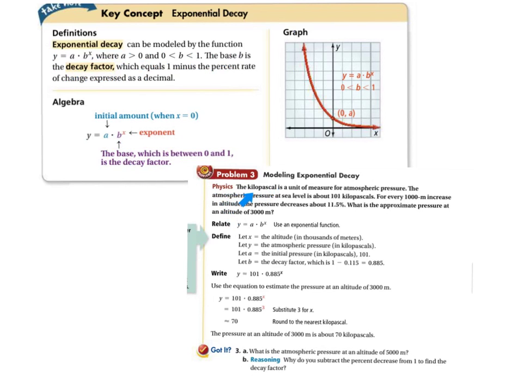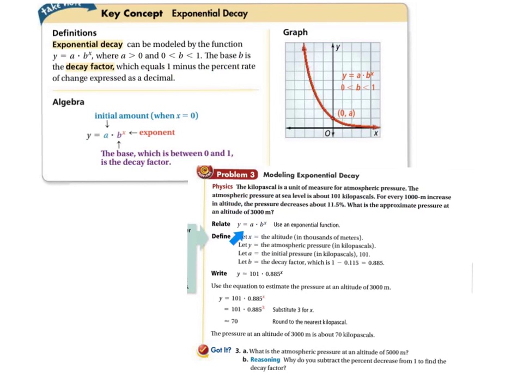Nice example here, and I think we're going to go over this one in our actual examples in a little bit. But here it says that we have a unit of measure for atmospheric pressure. The atmospheric pressure at sea level is about 101 kilopascals. Hey, I got that right, kilopascals. For every 1,000 m increase in altitude, so you go up, and the pressure goes down, so it's an inverse relationship, the pressure decreases about 11.5%. What is the approximate pressure at an altitude of 3,000 m, right, meters?